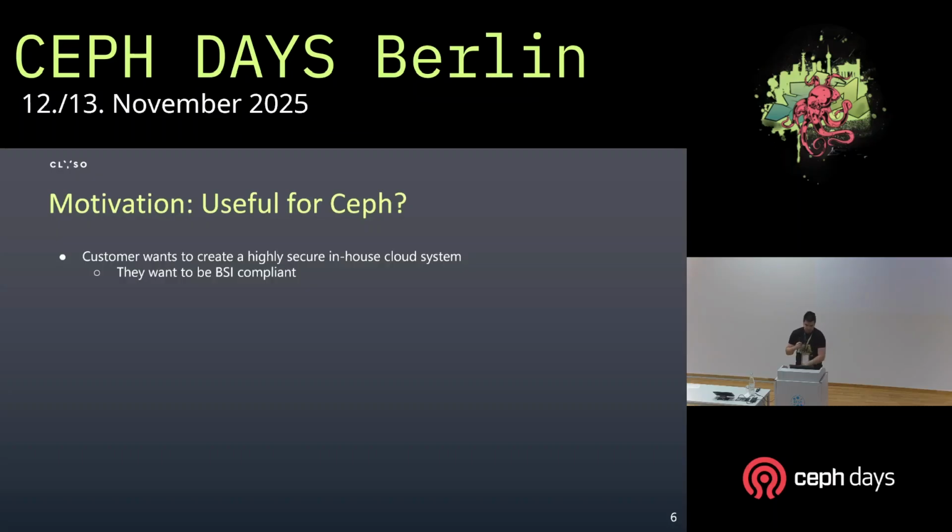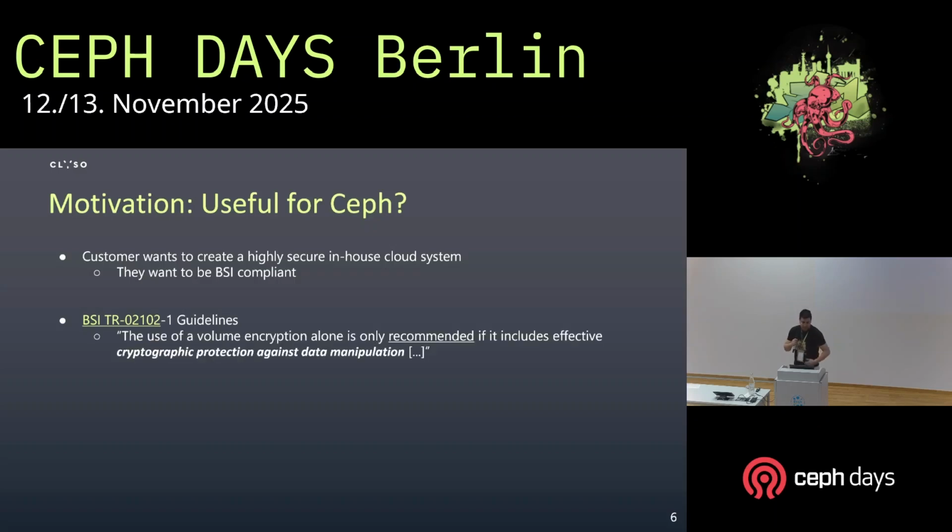Yeah, they want to be BSI compliant. BSI stands for Germany's Office for Federal Information Security. And they have some guidelines on what ciphers to use to encrypt data at rest. This is the guideline. And they have a quote that I brought with me today, and it essentially says something like, the use of volume encryption alone is only recommended if it includes effective cryptographic protections against data manipulation.